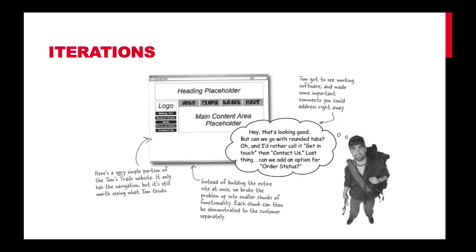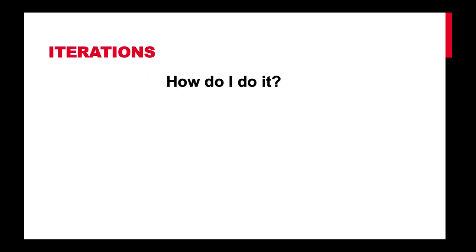All right? So we have all these iterations going on, right? You see this, there's a simple portion of a website. It's good. Tom says, hey, but can we change the rounded tabs? Oh, and I'd rather change some names. This is awesome. This is exactly what you want, okay? Small pieces, feedback from the client, change.